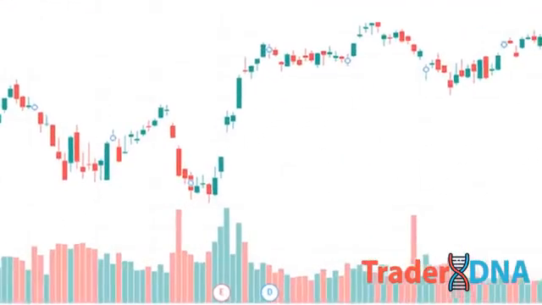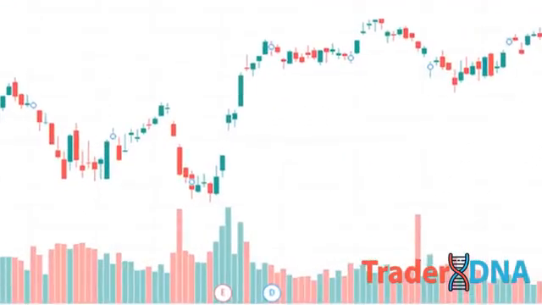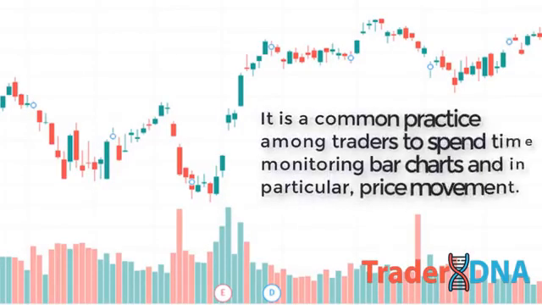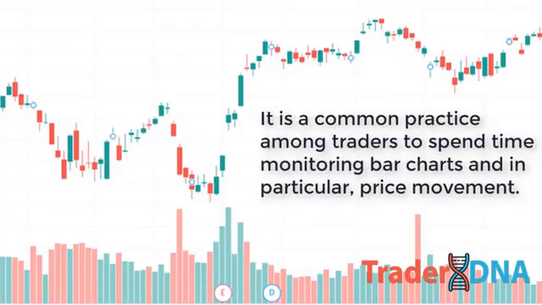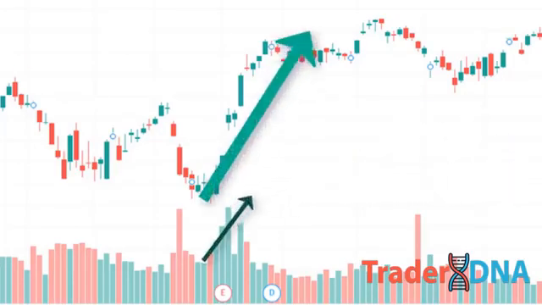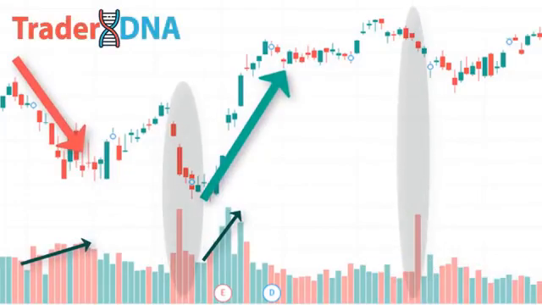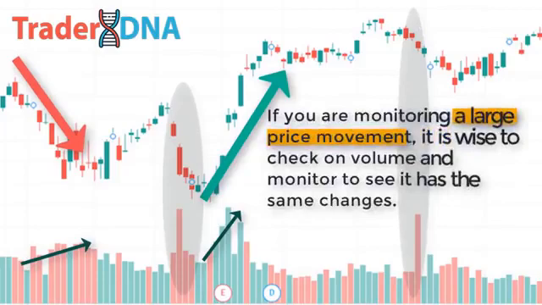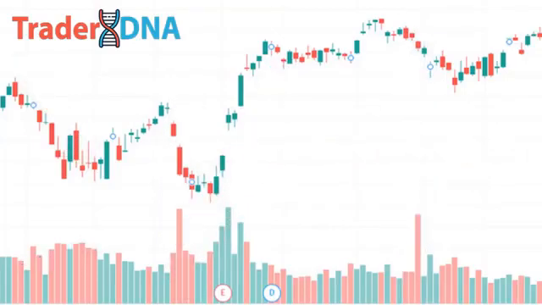In technical analysis, volume is an important indicator that aids traders in confirming trends and chart patterns. It is a common practice among traders to spend time monitoring bar charts and in particular, price movement. When price moves up or down with relatively high volume, then this situation is viewed as strong. This means that if you are monitoring a large price movement, it is wise to check on volume to see that it has the same changes.